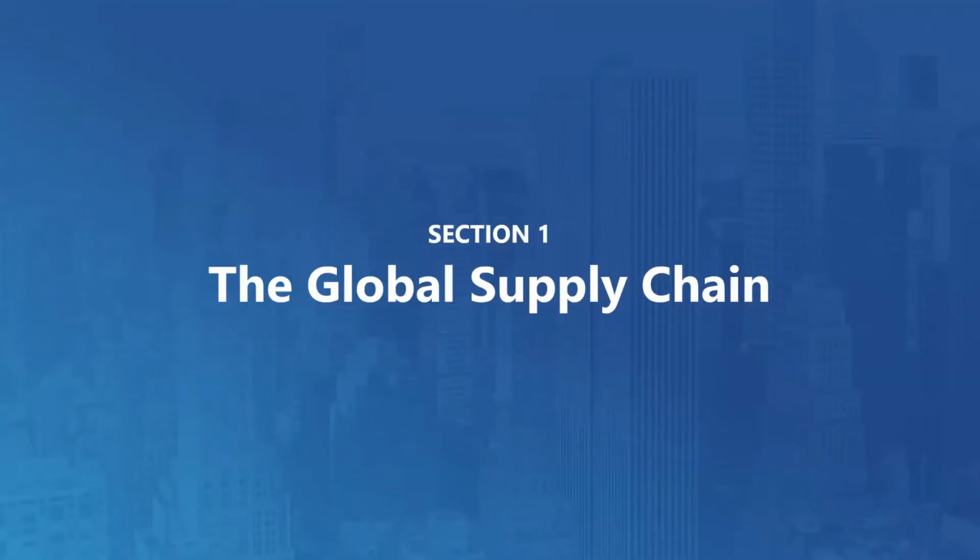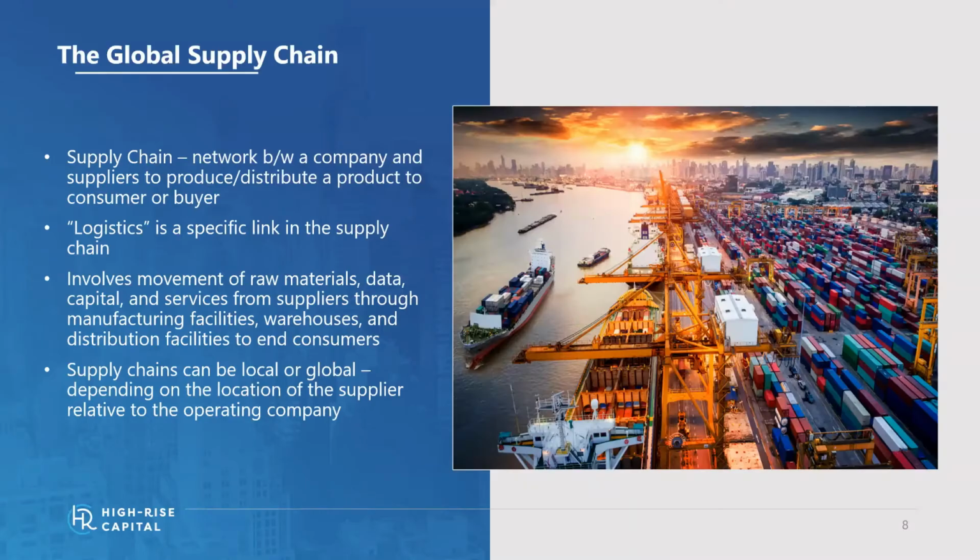In order to understand industrial real estate, we really need to look at what the global supply chain is and how it works. You'll see later in the presentation how industrial real estate fits into the global supply chain and why it's so important to have this as a foundation. The supply chain is just a network between a company and suppliers to produce or distribute a product to an end consumer or buyer.